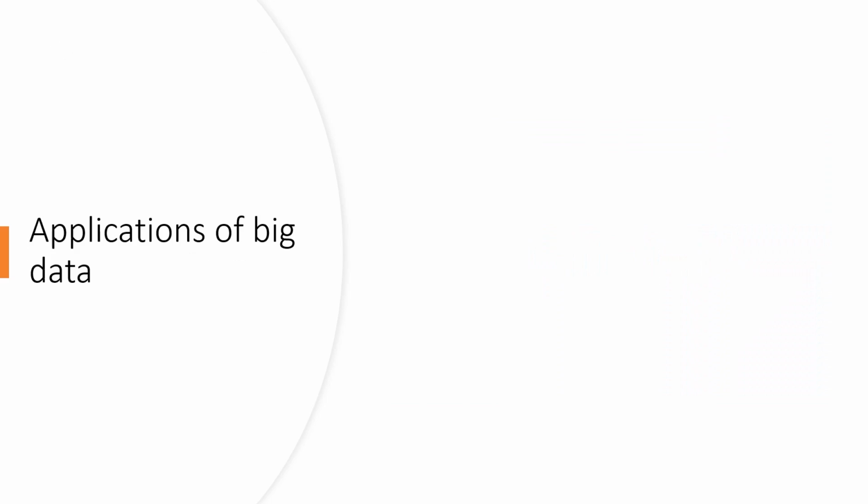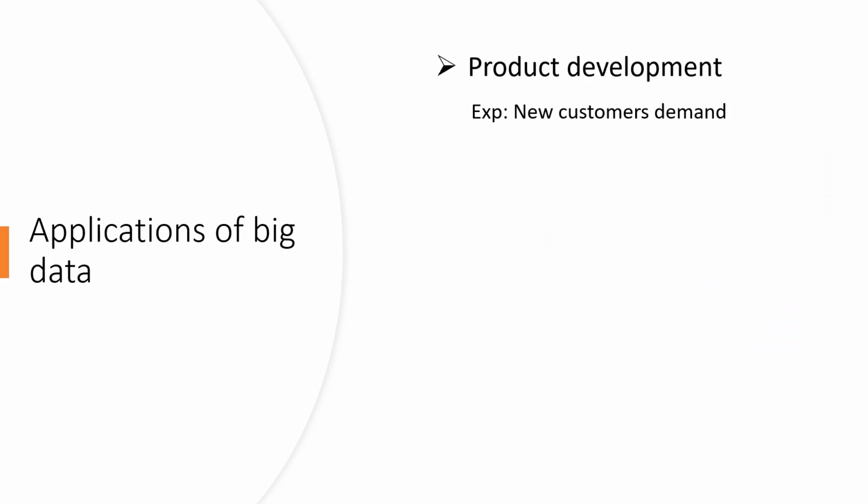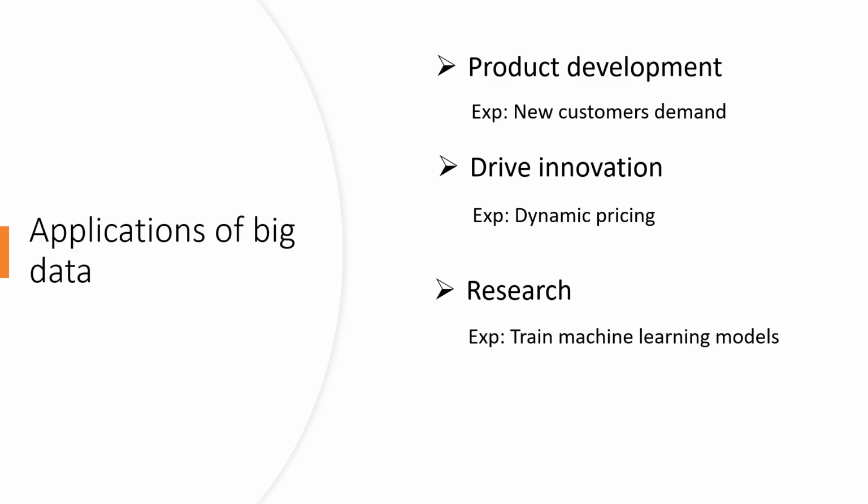Big data are used to develop new products. For example, companies like Netflix use big data to anticipate customers' demand. Big data are used to drive innovation. For example, some companies examine trends to implement dynamic pricing. Big data are also used in research when they enable training machine learning models instead of programming them. Big data are also used in healthcare because they help to improve diagnosis and treatment follow-up.